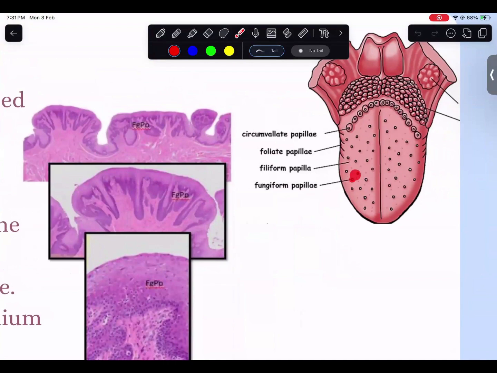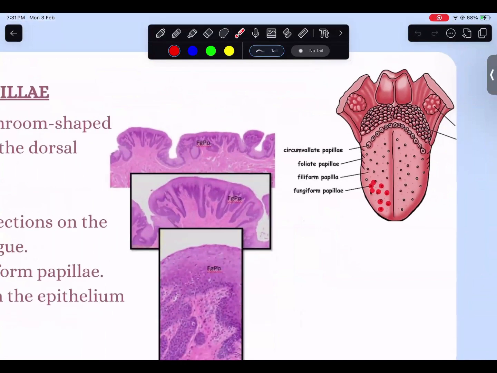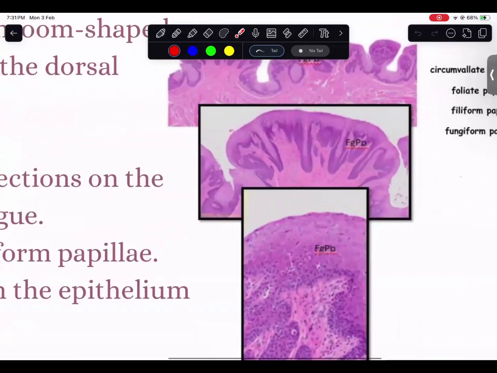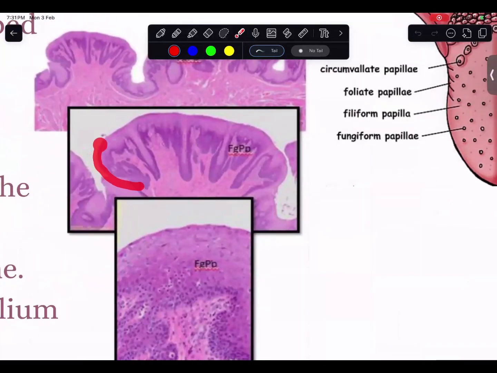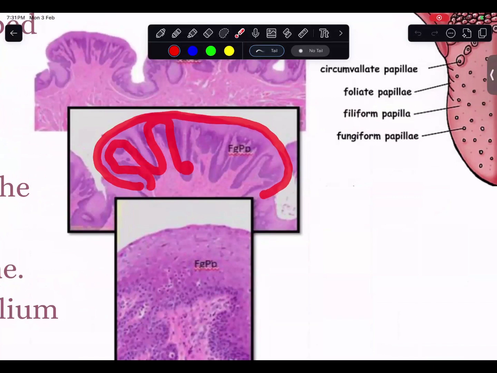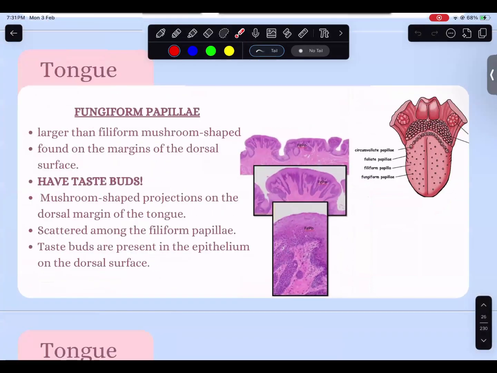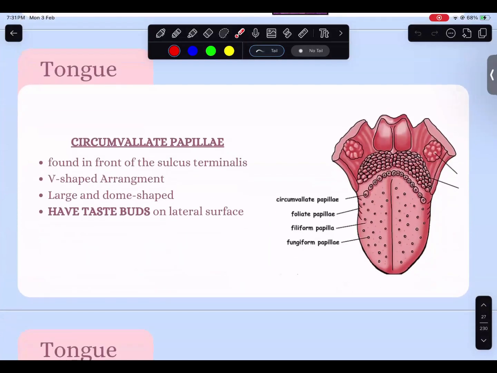If you can see here, these are fungiform papillae all over. These white things here, these are fungiform, and they have taste buds. So fungiform has taste buds. Filiform does not have taste buds. Don't get them confused. And for the histology, you can just see that this looks like a mushroom, and it has, you can say, 5 different lobules inside it, okay? Don't get this confused with the circumvallate, which we're going to come to now.